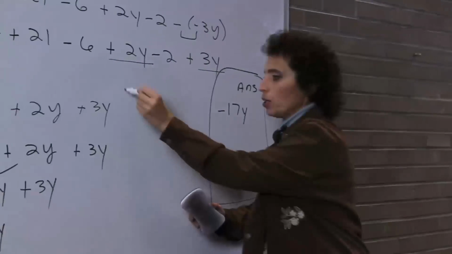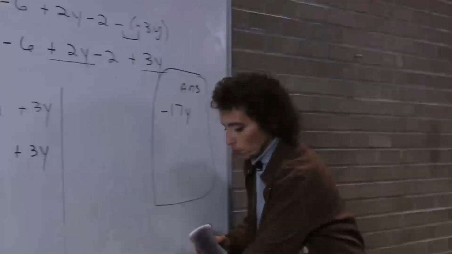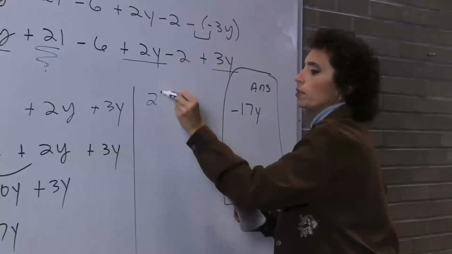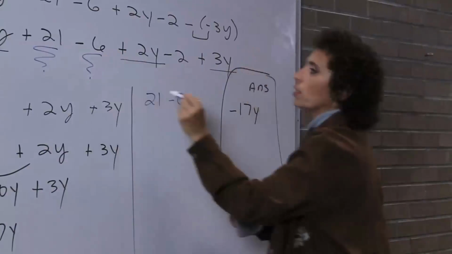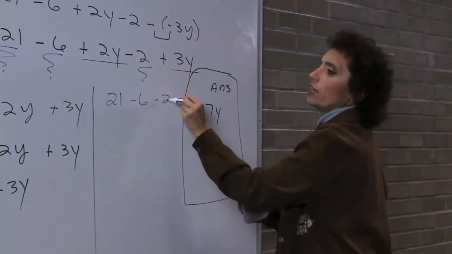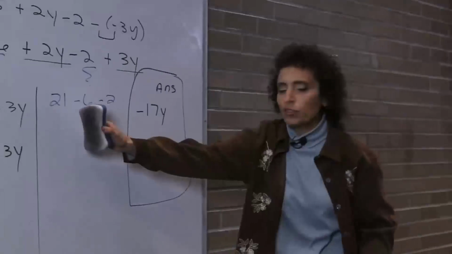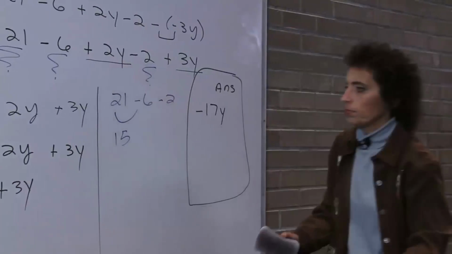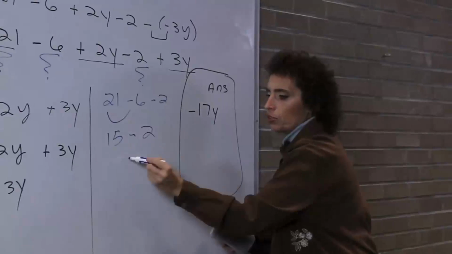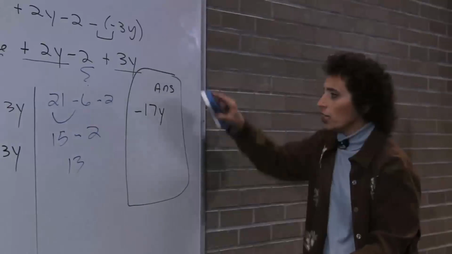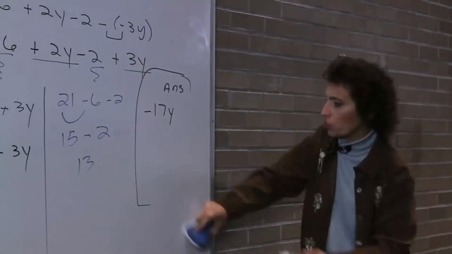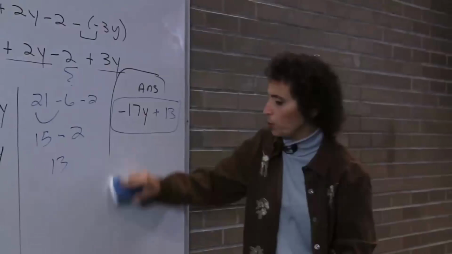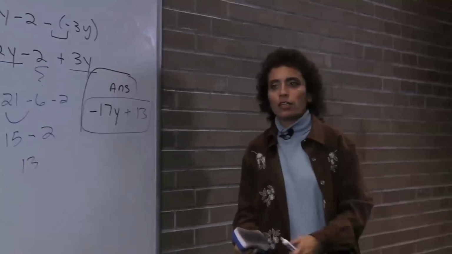Okay, now we're going to do the numbers. That's what's left. So let's take a look at the numbers. I wish I had a bigger board, you know. So this is 21 minus 6 minus 2. I think that's it. So I have 21. I owe you 6. So I have 15. I have 15, but I owe you 2. So I have 13. That's beautiful. It's negative 17y, but now I have to put a sign there. It's a positive 13. So it's negative 17y plus 13. That's a beauty of a problem. Had a great time.